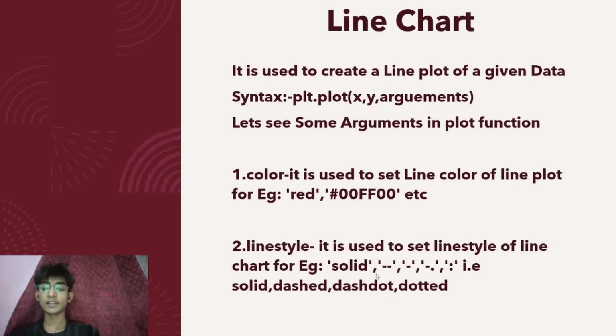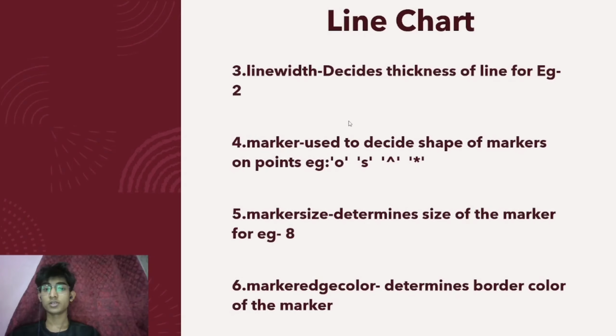So it is used to set the line style of the line chart. We can set solid, we can set dashed, we can set dash-dot, we can set dotted. Okay, so these can be given in the arguments. Now let's see more attributes.